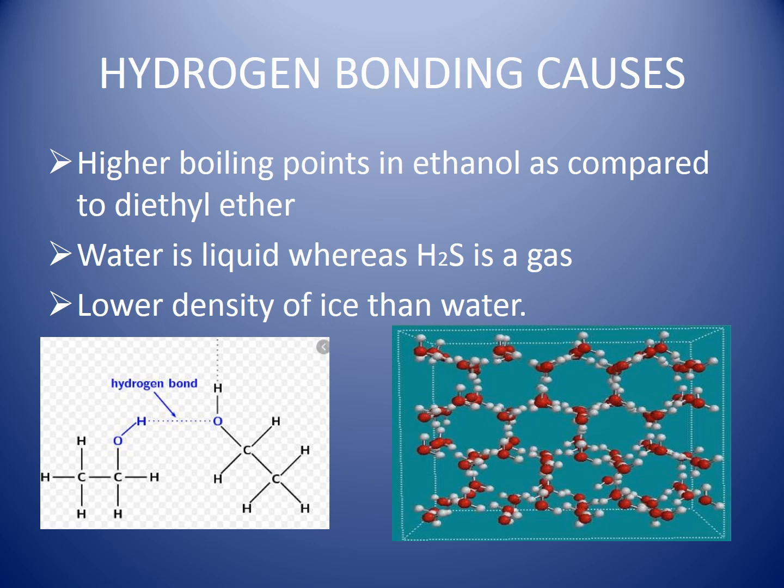Hydrogen bonding causes density of ice lower than density of water, which is a very supportive thing for the aquatic life. The fish underwater, undersea, the fish in sea exist during winters, when the ice makes a blanket on the surface of the water.